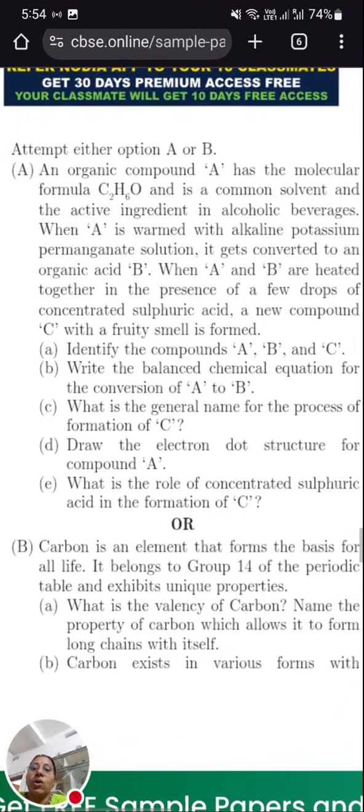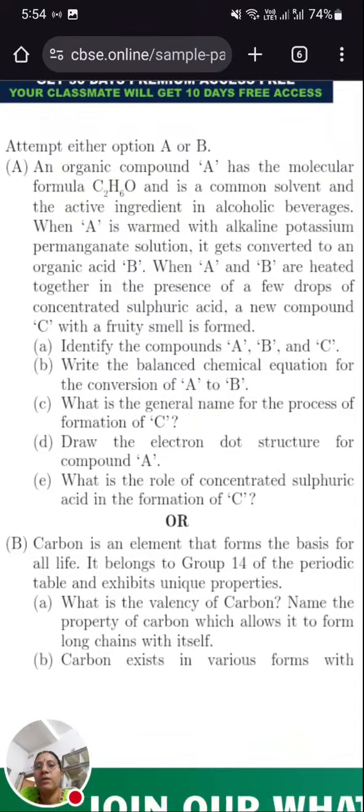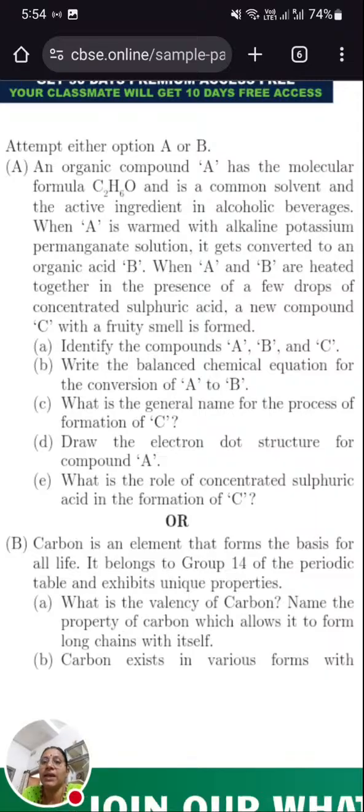Here, an organic compound A has molecular formula C2H6O. Very important question here. A single oxygen is there, so it can be either aldehyde or ketone. Let's identify what that is: it is a common solvent and the active ingredient in alcoholic beverages. So it is related to alcohol.